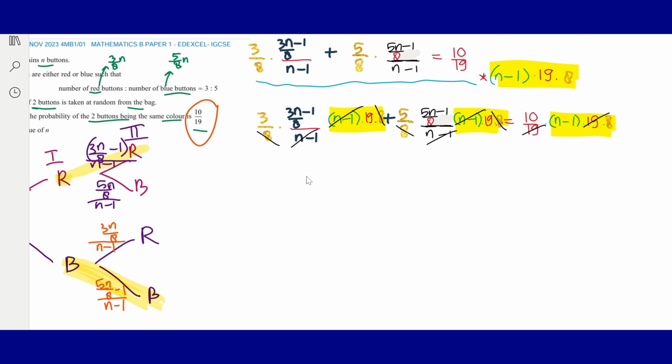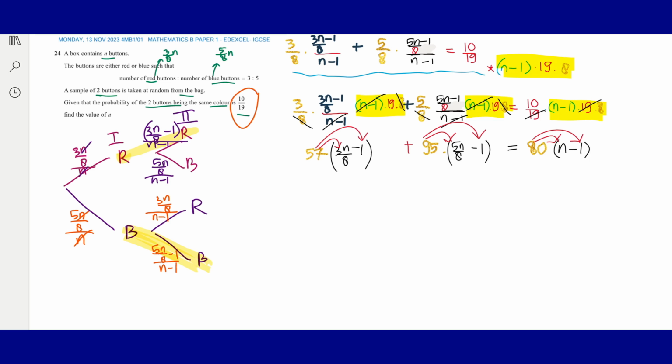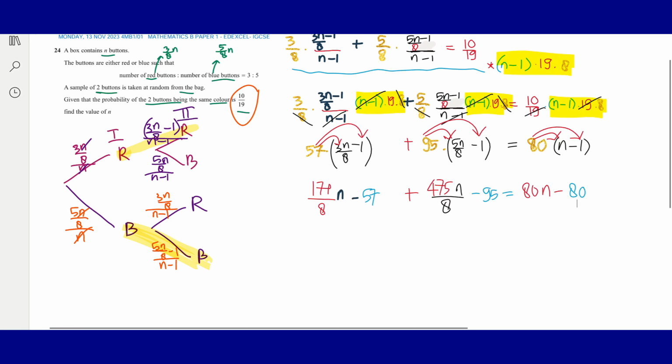So now we write down what is left after we cancel out the denominators. 3 times 19 is 57, 5 times 19 is 95, and this becomes 8 times 10, which is 80. Now the next task is to expand the brackets and then simplify to get n. Here we go: 57 times 3 equals 171n over 8 minus 57, and then 95 times 5n is 475n over 8 minus 95, equals 80, and minus 80.